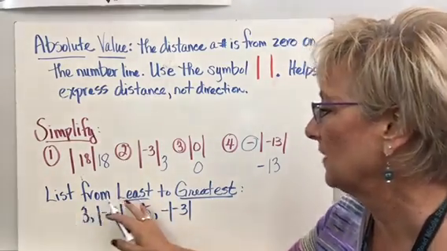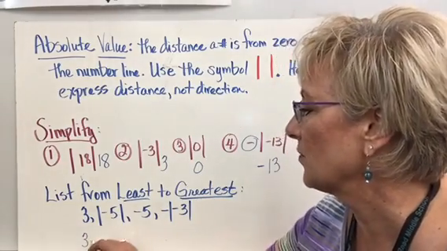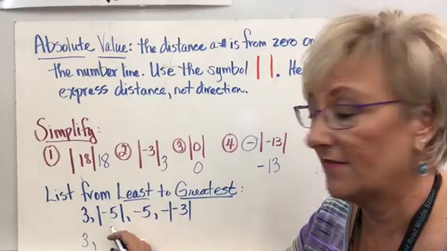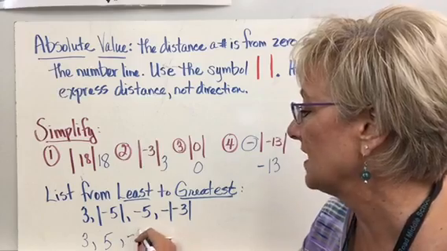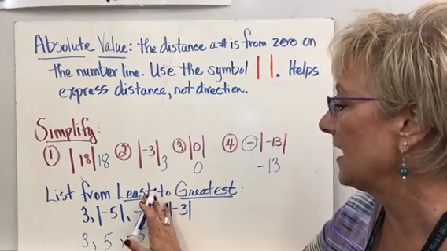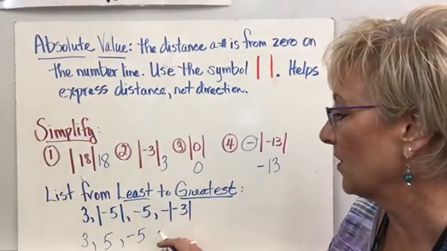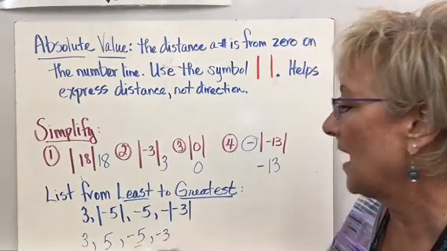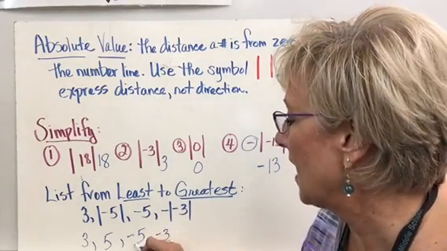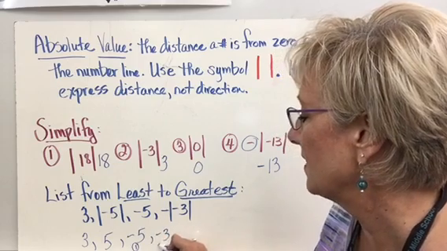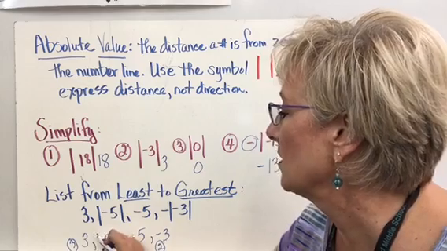Now it says list from least to greatest. First of all, I need to identify this is 3. It's just going to be regular 3. The absolute value of negative 5 is going to be 5 because it's always going to be a positive. I've just got a negative 5 here, and I've got a negative 3. The absolute value of negative 3 is 3, but the opposite of 3 is going to be a negative 3. So when I look at this, I want to go from least to greatest. I know that the least number that I have here is negative 5. Then negative 3 is my next one. 3 will be my third number, and 5 is going to be my fourth number.